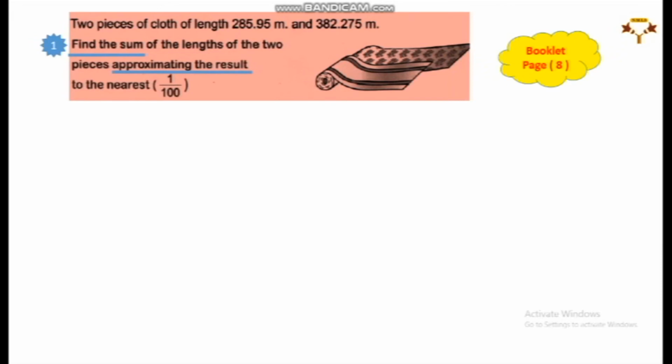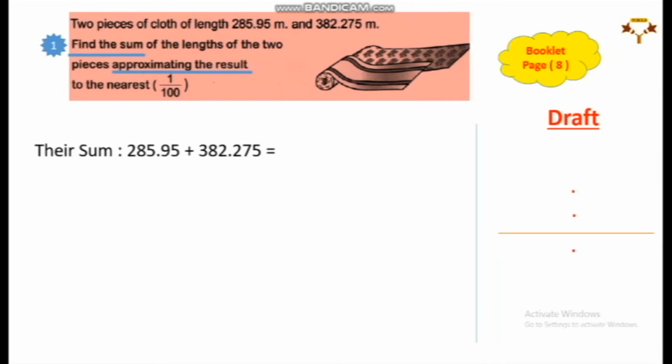So let's first figure out the first part, which is the sum. So their sum will be by adding the two numbers of the pieces of cloth together. So let's take them in a draft and line up, then putting the numbers, and if you have an empty space, don't forget to fill it with 0. Now 0 plus 5 equals 5, 5 plus 7 equals 12, 2 and carry up 1, 1 plus 9 equals 10, 10 plus 2 equals 12, 2 and carry up 1, 1 plus 5 equals 6, 6 plus 2 equals 8, 8 plus 8 equals 16 and carry up 1, 1 plus 2 equals 3, 3 plus 3 equals 6.